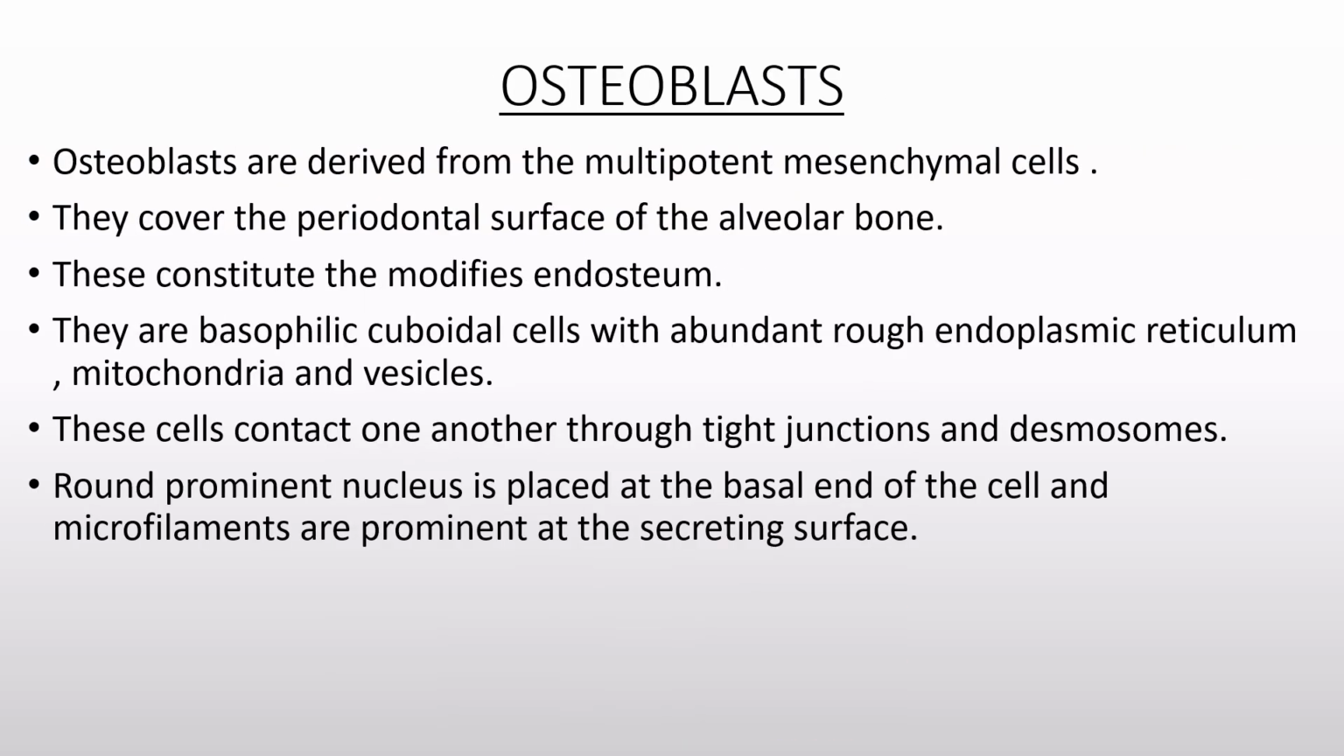Coming to the osteoblasts, osteoblasts are derived from the multipotent mesenchymal cells, and they cover the periodontal surface of the alveolar bone. It constitutes the modified periosteum. They are basophilic cuboidal cells with abundant endoplasmic reticulum, mitochondria, and Golgi apparatus. And these cells contact one another with tight junctions and desmosomes. A round prominent nucleus is placed at the basal end of the cell, and their microfilaments are prominent at the secreting surface.